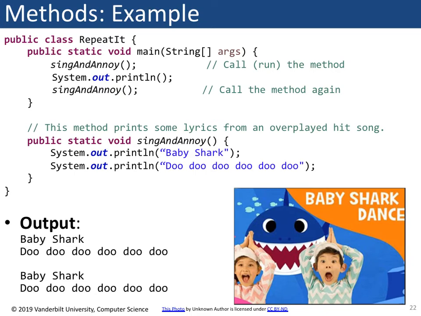Once there are no more statements to execute in the sing and annoy method, the program will return and move to the next statement after the call. At this point, it encounters a print line statement with no arguments, which has the effect of causing a carriage return, at which point we again call the sing and annoy method. So it will again print out baby shark, do-do-do-do-do-do. And then we'll encounter the end of file once it returns to the main method and the program has completed running.